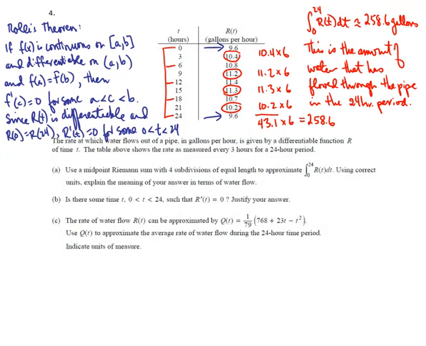And in part C we have a function that can approximate the rate of flow of water. And we want to use that function q of t to approximate the average rate of water flow during the 24-hour time period, indicate units of measure. So the average value of a function, since we're looking for the average value of the rate of water flow function, we just want the integral divided by the interval. The time interval is 24 hours, so it's 1 over 24 times the integral from 0 to 24 of q of t dt.